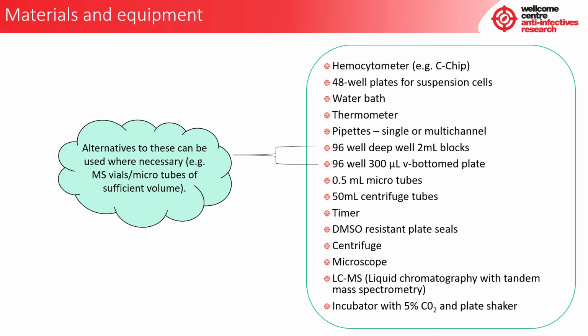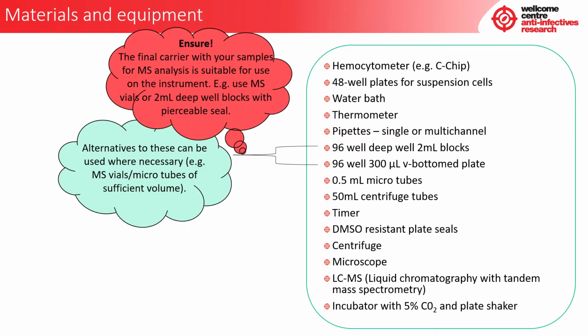Alternatives can be used where necessary. For example, alternatives can be used in place of the 96-well deep well 2 ml blocks and 96-well 300 microliter V bottom plates. You could use MS vials or microtubes as alternatives. If you are using alternatives, please ensure that the final carrier with your samples for MS analysis is suitable for use on the instrument. For example, use MS vials or 2 ml deep well blocks with a pierceable seal.